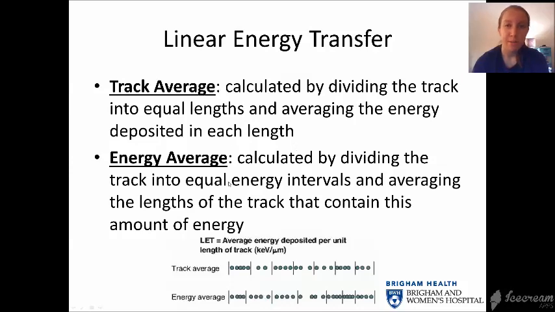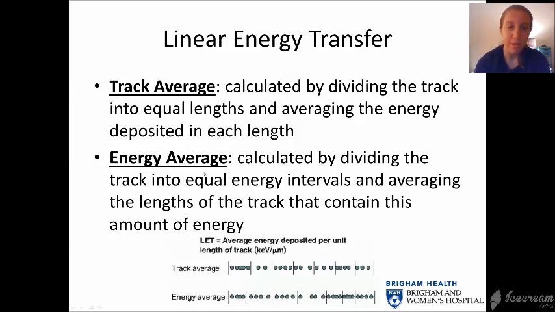So there's two ways that you can calculate the LET. The first one is track average, as I mentioned. So it's calculated by dividing the track into equal lengths and averaging the energy deposited in each length. This is good because then the track length remains constant, and you just have to worry about the energy. This is so you can compare different types of radiation. So here you can see that the track has been divided into equal lengths, and then you basically just take the average of the energy deposited in each length.